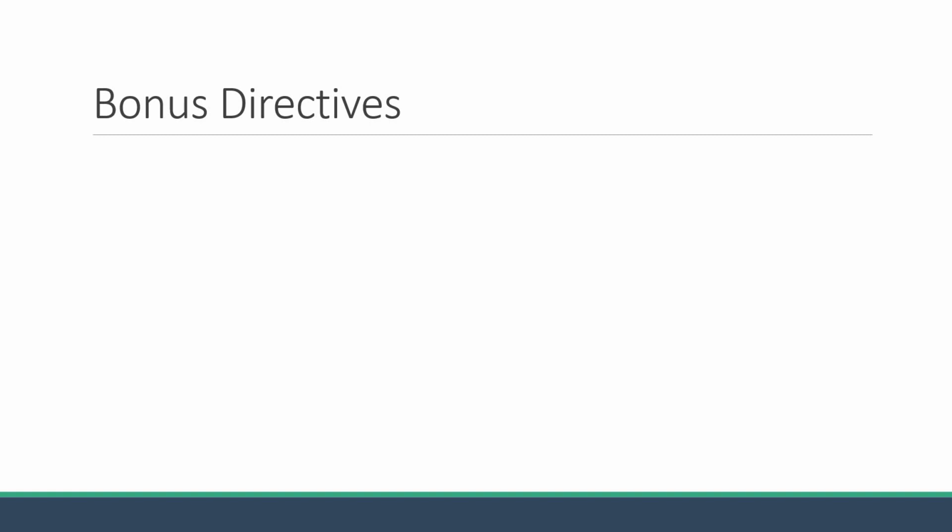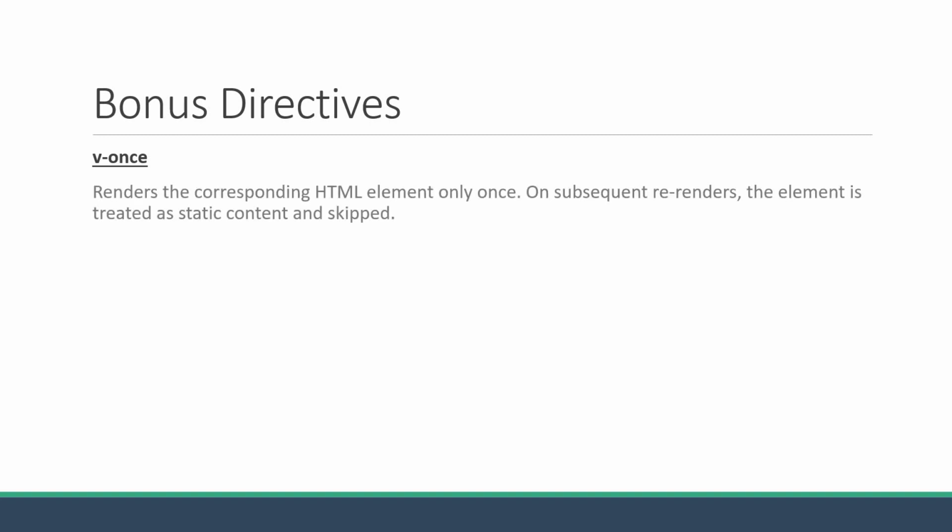Now, first, we have the v-once directive. This directive, as the name indicates, renders the corresponding HTML element only once. On subsequent re-renders, the element is treated as static content and skipped. Let's understand with an example.